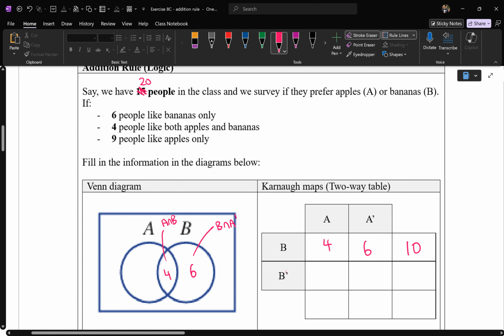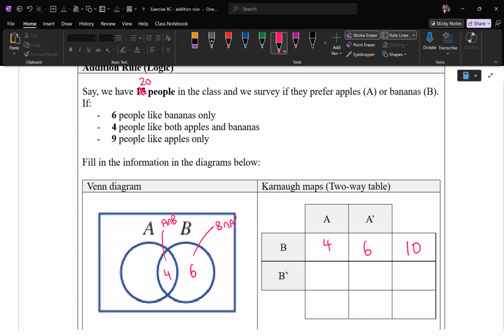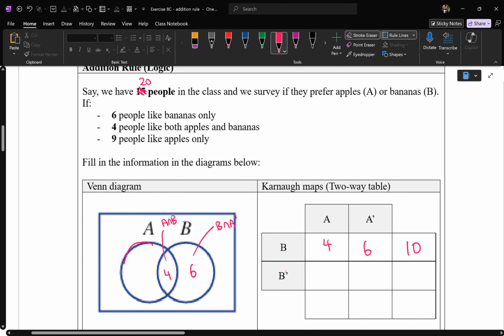And then the next region, they say 9 people like apples only. So if you only like apples, remember this is the region for apples, but you don't want the people who like bananas as well. It's apples only. So that region there is known as apples and not bananas, which we now know is 9.